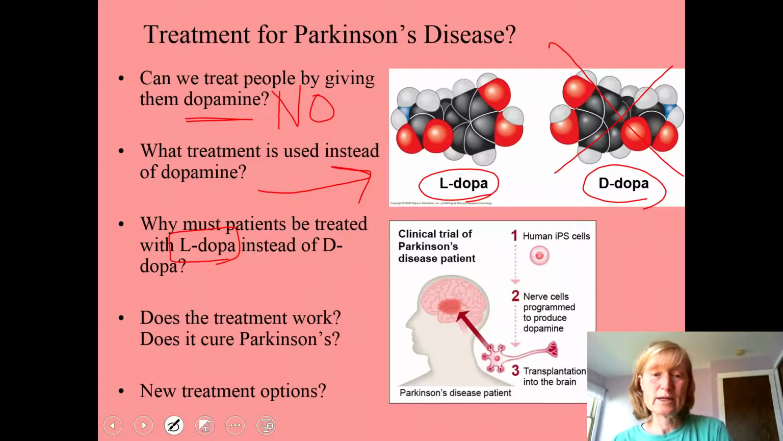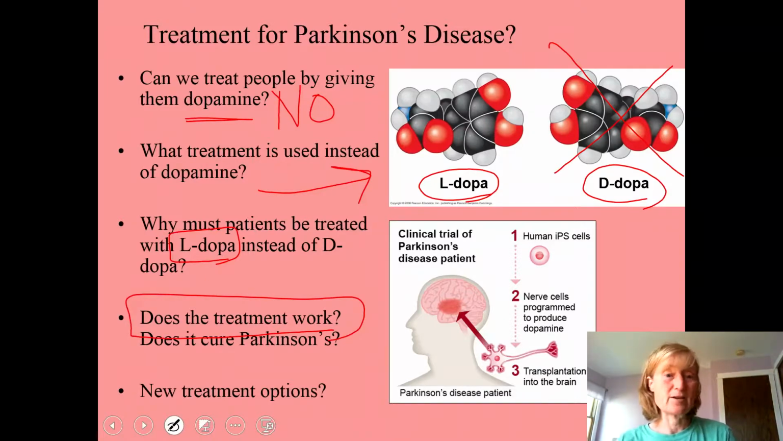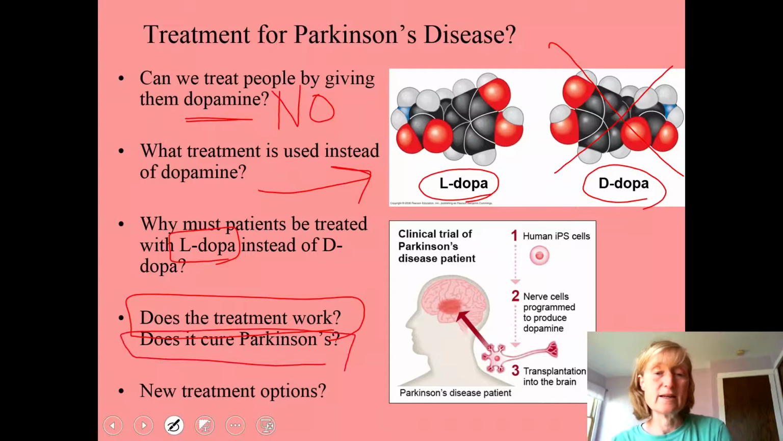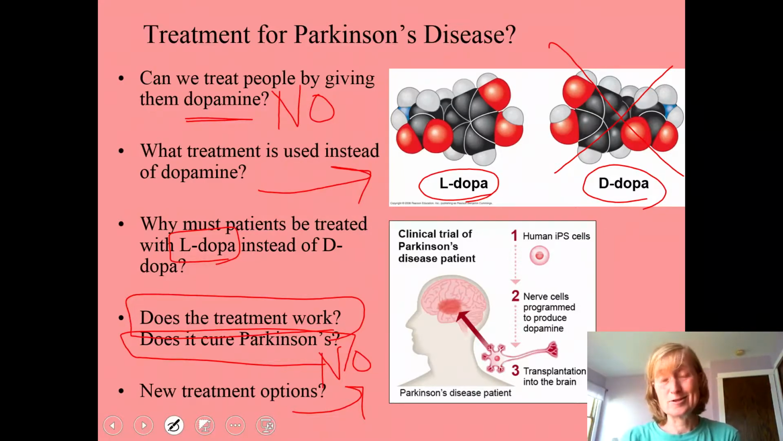Does the treatment work? It helps, absolutely. It slows those symptoms down. Does it cure Parkinson's? No. Okay, brain cells are still dying. Dopamine is lost with all those brain cells that are dying. There are some new treatment options. One of them involves transplanting new cells into the brains of Parkinson's patients, cells that can develop into stem cells, that can develop into neurons that make their own dopamine.